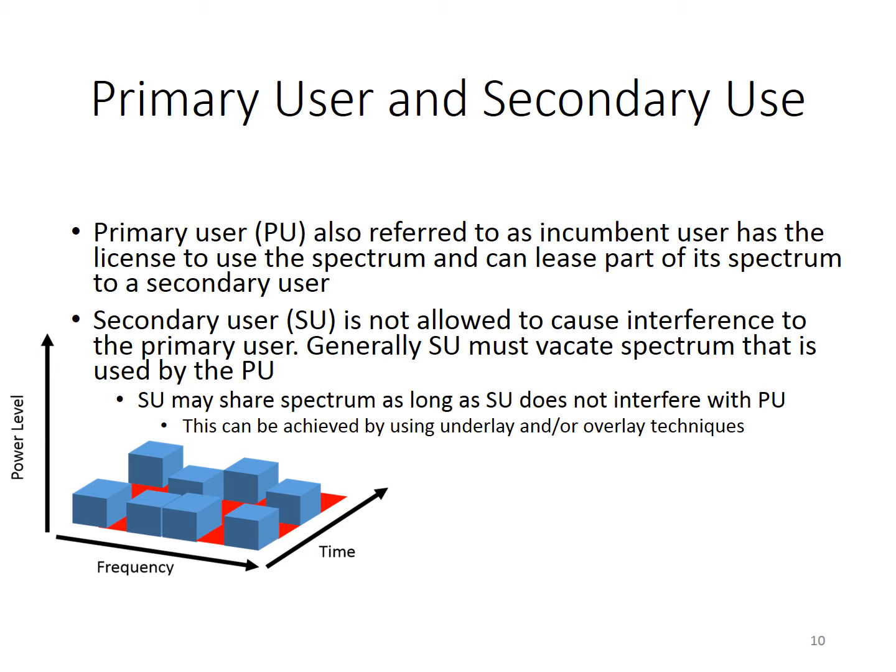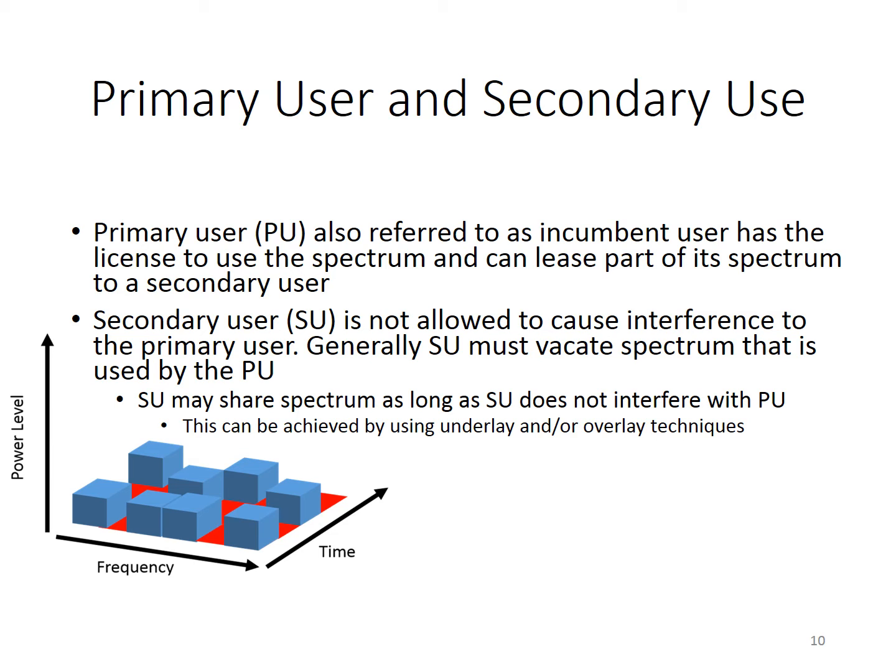A primary user or incumbent user is licensed to use a portion of the radio spectrum. In some cases, primary users are permitted to lease some of their allocated frequencies to other secondary users. Secondary users must not cause interference to primary users and are generally required to stop transmitting or move to another frequency when a primary user begins transmitting.